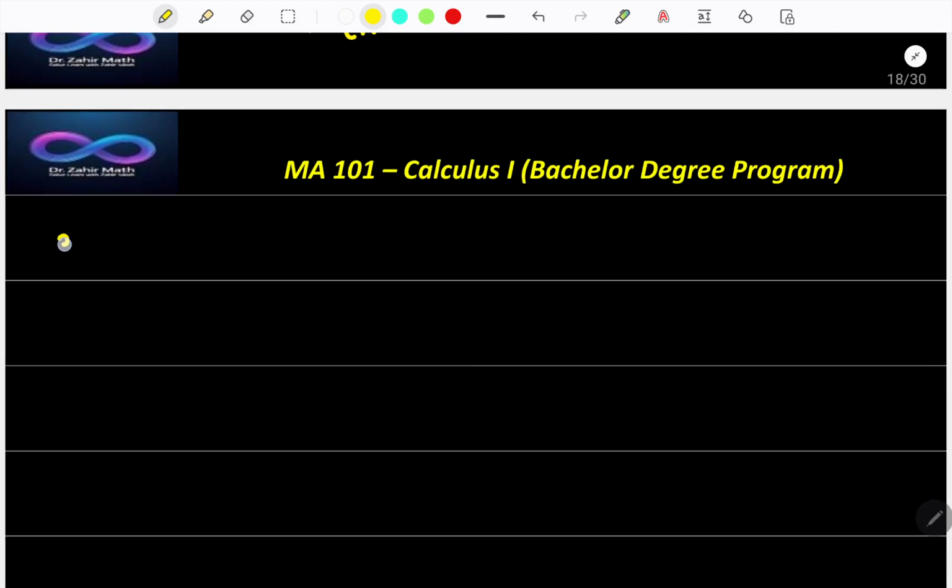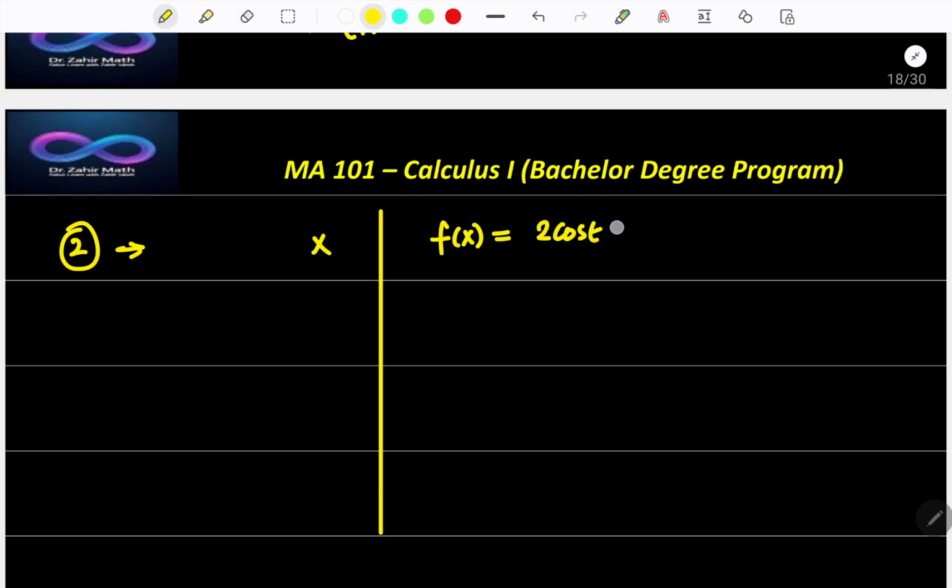So now step number 2. What is step number 2? We are creating a table. So this is x and then f of x. What is your f of x? 2 cosine t plus sine 2t. So what are the values you're going to put in? First you're going to put the critical value, then the end points. So what is the critical value you got? Just now we got pi by 6.